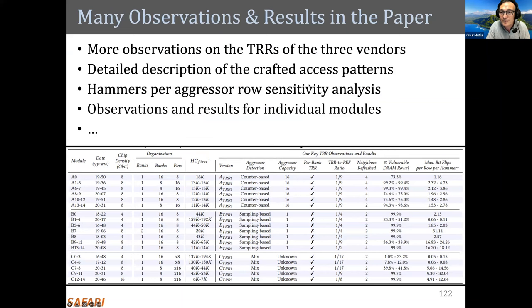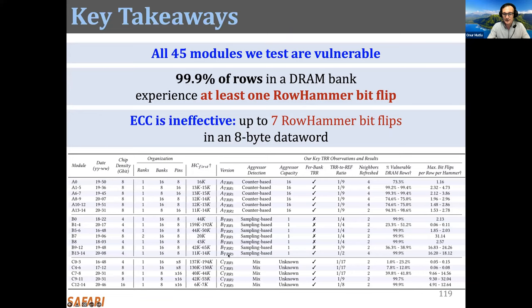So basically, you can see that there are 15 different modules over here. All of the vendors employ different kinds of detection mechanisms. Some of them count the accesses to 16 rows, for example. Some of them do it per bank. Some of them don't do it per bank. And the number of TRR refreshes to periodic refreshes differ across manufacturers. So all manufacturers do different things, basically. And they refresh different numbers of neighbors also.